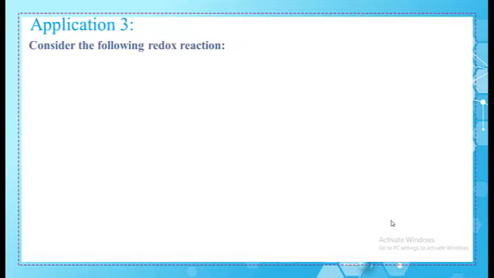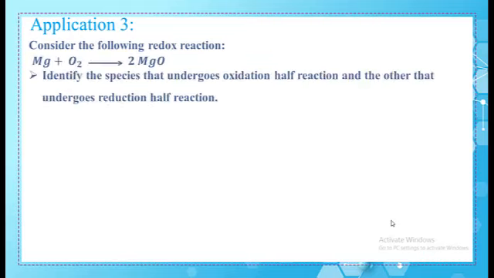Application number 3. Consider the following redox reaction. Mg plus O2 gives 2 MgO. Identify the species that undergoes oxidation half reaction and the other that undergoes reduction half reaction. You should take into consideration that the verb identify is an action verb that needs justification. So now I should justify which species undergoes oxidation half reaction and which species undergoes reduction half reaction using the oxidation number.